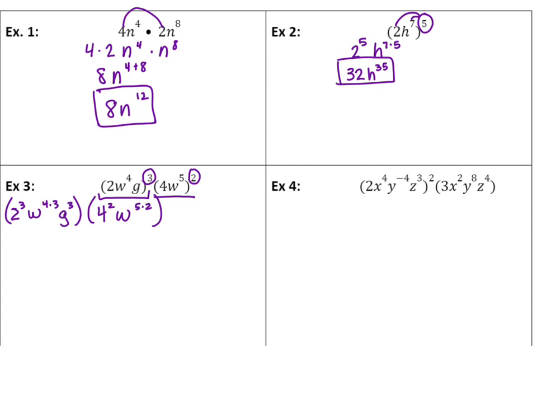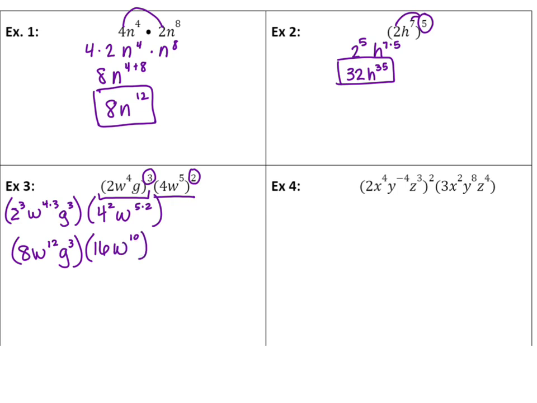So now let's go ahead and simplify. 2 cubed is 8. Times W to the 12th power, because 4 times 3 is 12, and then G stays cubed, just like that. I'm still going to leave this in parentheses because I haven't multiplied it times that other section. Now let's simplify out the other one. 4 squared is 16 times W to the 10th.